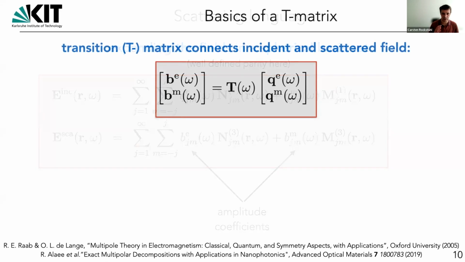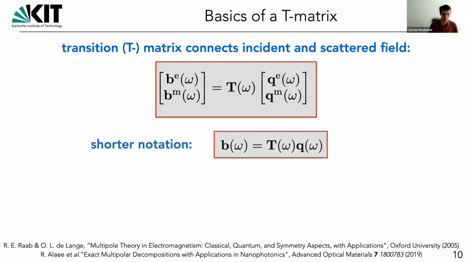Okay, and at the heart of our scattering theory, we now reach this algebraic formulation of the light-matter interaction by introducing the transition or T matrix, which connects the expansion coefficients of the incident and the scattered field in a basic matrix-vector product. And in a certain sense, this T matrix is the most comprehensive representation of the properties of a scatterer, because it tells you exactly how an arbitrary incident field, characterized by these expansion coefficients, is converted into a scattered field by this process of light-matter interaction.